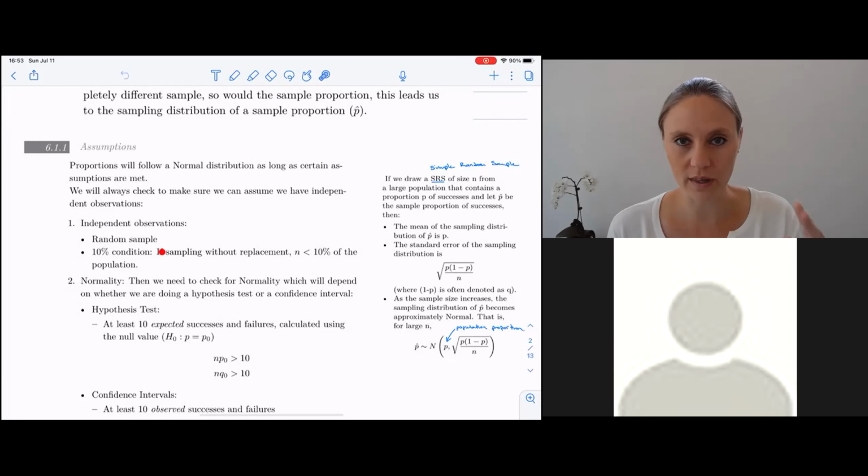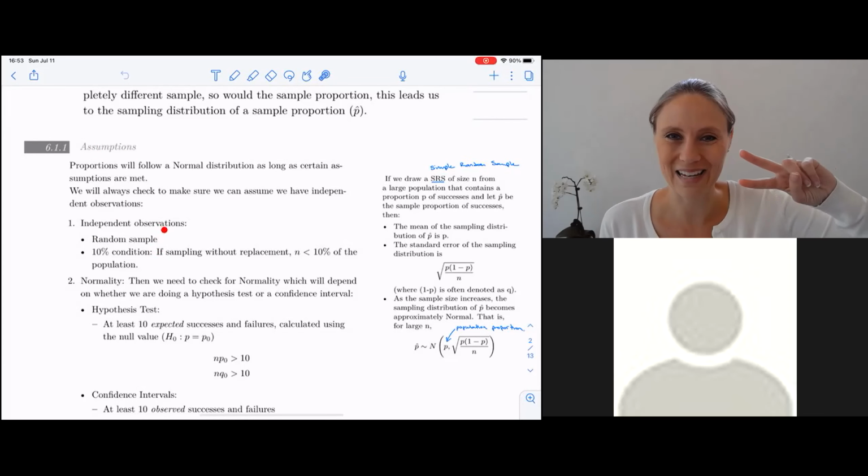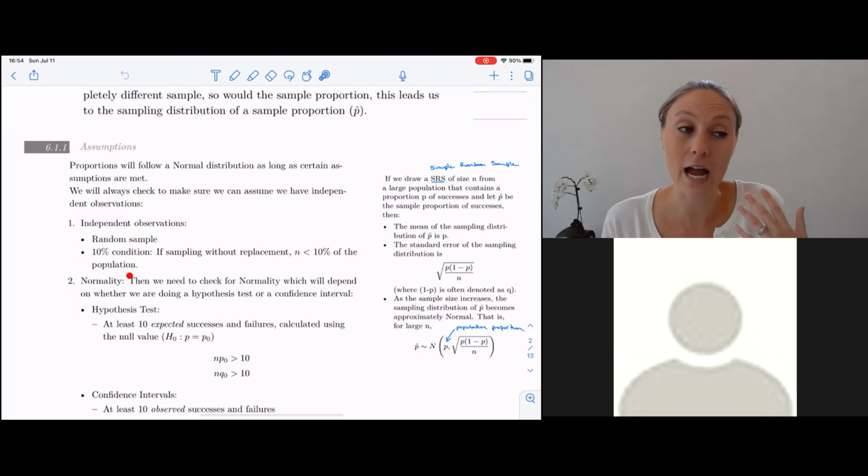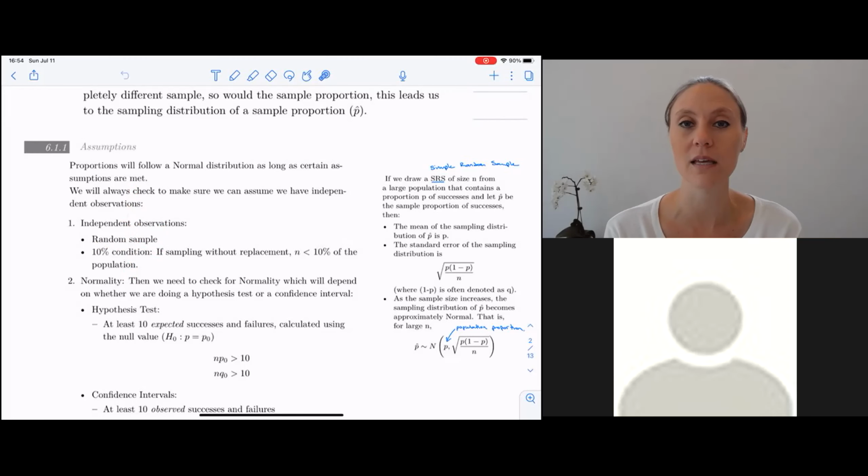Now, there are two things that we need to check in that category. To make sure that we have independent observations, we have to have a random sample. Usually that'll be stated. If it's not stated, then these are assumptions, and you need to say, hey, I'm assuming that this sample was selected randomly, even if it doesn't say that. That is something that we're assuming happened.